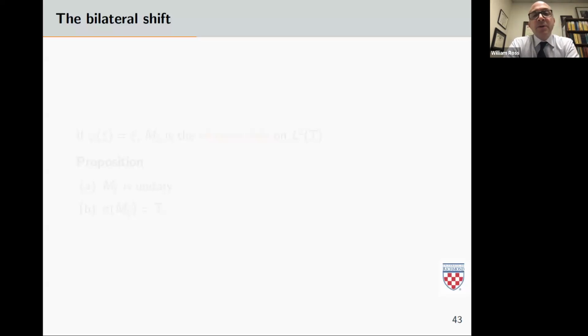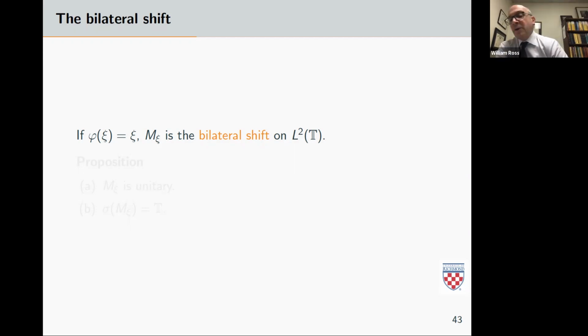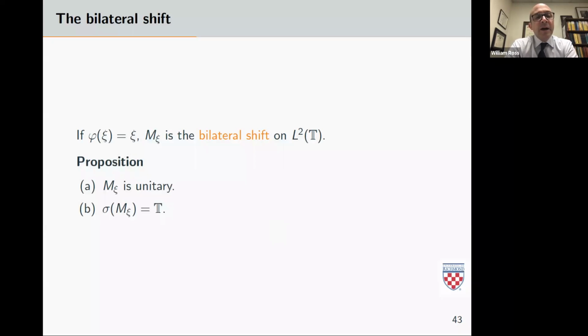Now, an operator I'm particularly fond of is the bilateral shift. I've worked on this in other settings, so I find it interesting. If the symbol is just the identity function, so I'm looking at multiplication by the independent variable on the circle, M_z, it's called the bilateral shift, because if you write an L2 function out as its Fourier series, you're going to have powers of z, and M_z applied to that is going to just shift all those coefficients up by 1.